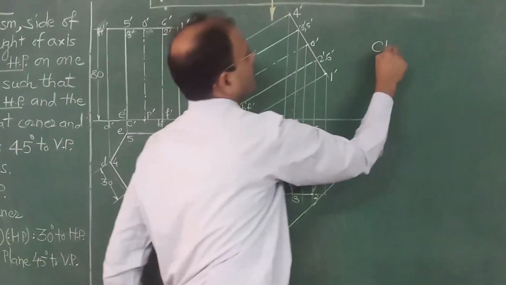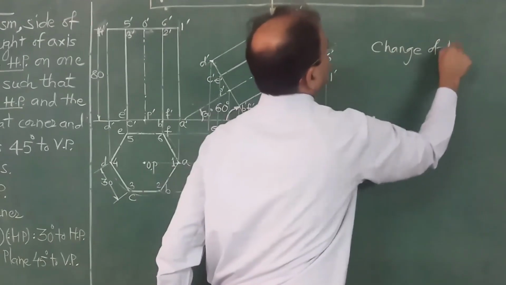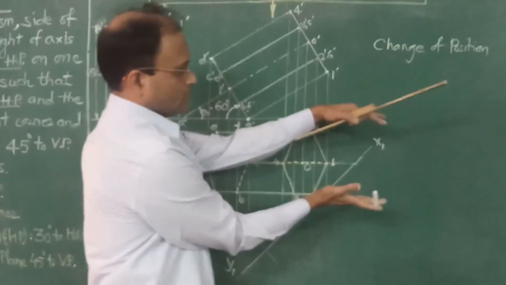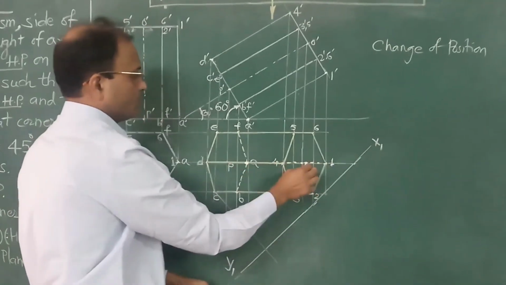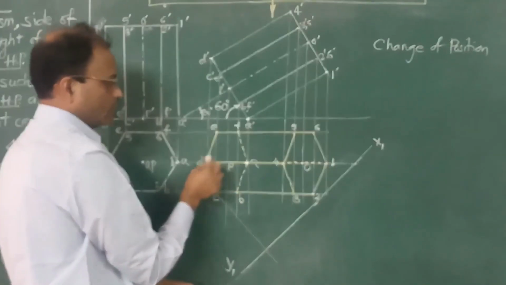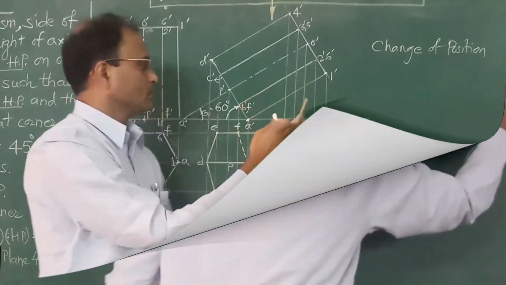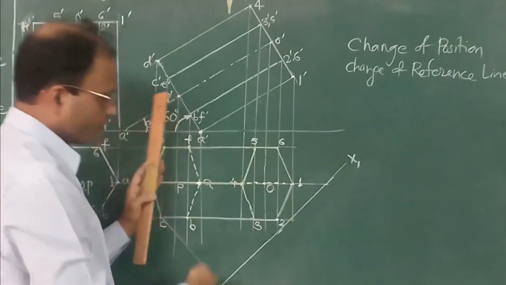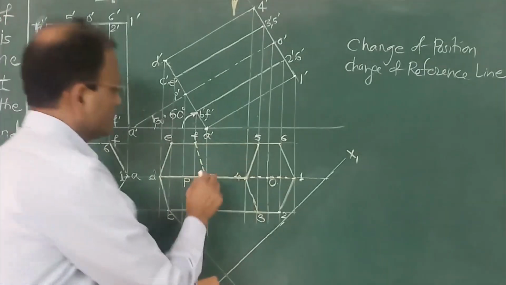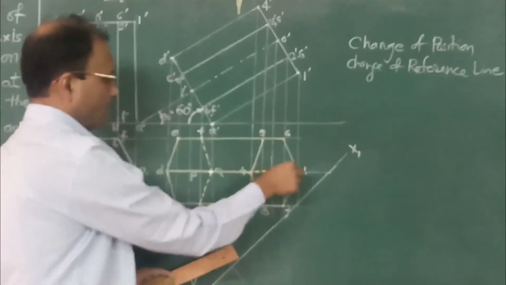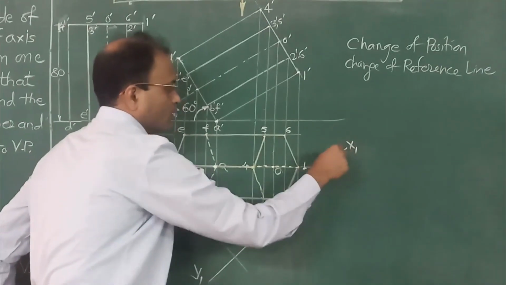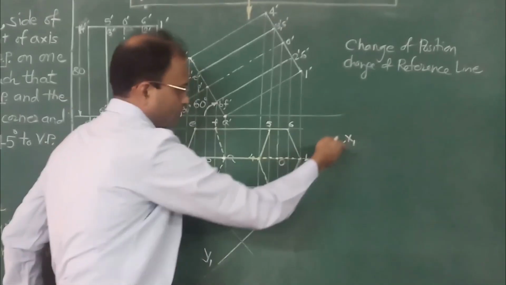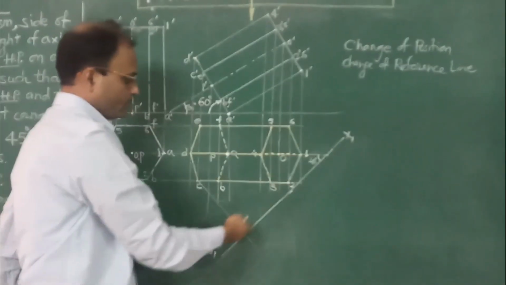If we go by change of position method, we have to redraw this such that this plane, or in simple words I can say this particular line, makes 40 degree with XY. But instead of change of reference line method, then in that case you will have to draw new reference line at given angle with that plane. So this is the plane which contains edge and axis. So this plane makes 40 degree with XY. So I am now drawing new reference line at 45 degree with that plane. So this is the new reference line X1, Y1.